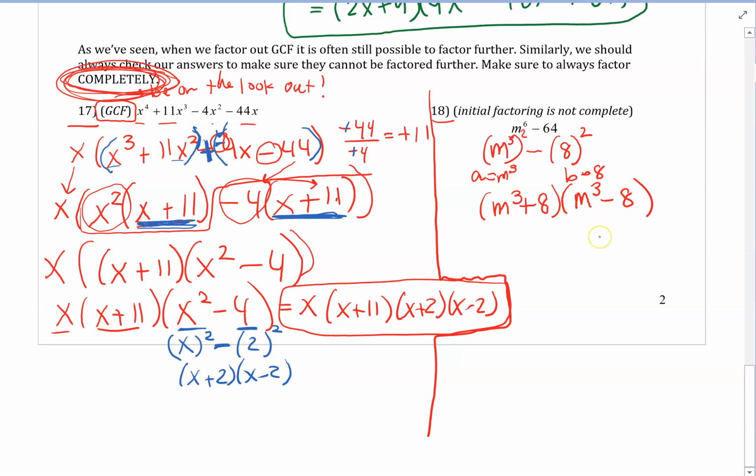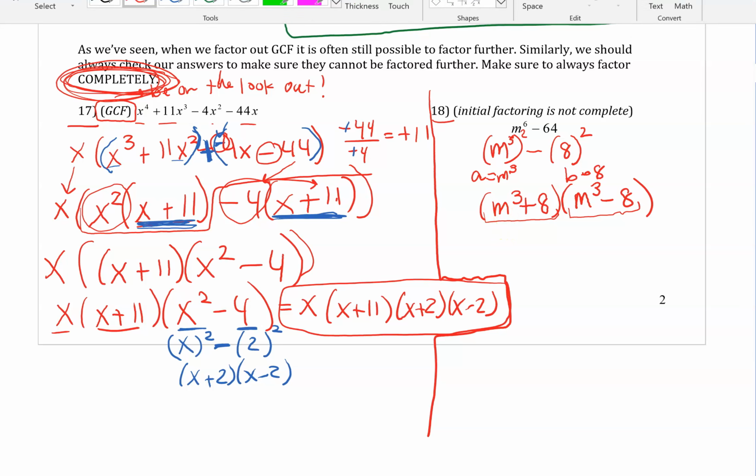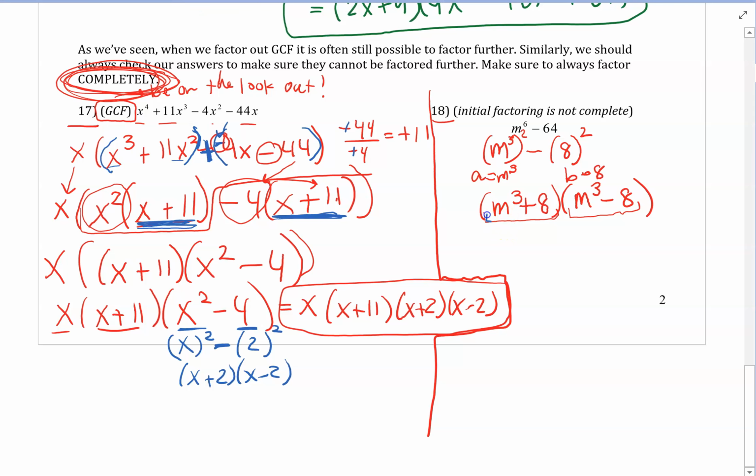Now, I don't know if you're noticing this, but I now have a sum of cubes and a difference of cubes. So you're probably so mad at us right now, like, why, Ms. Lasner, why would you do that? Just, just because I'm doing it with you. It's not like I'm making you do it by yourself.